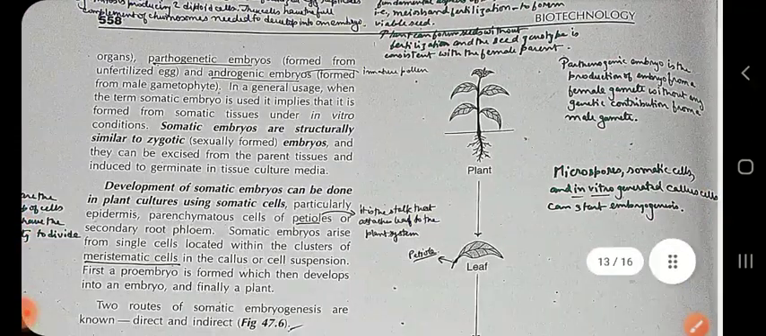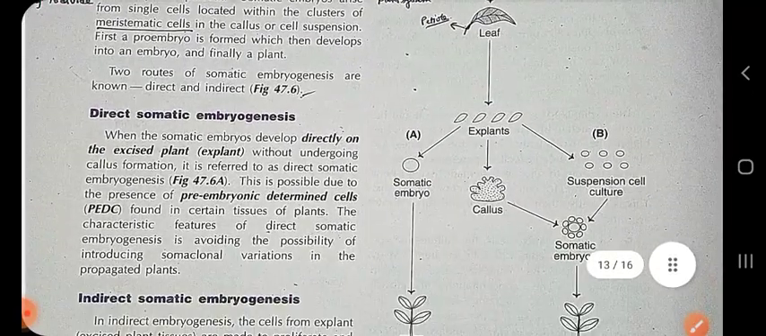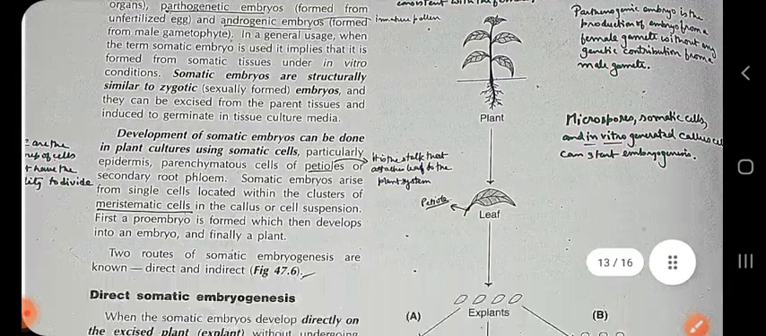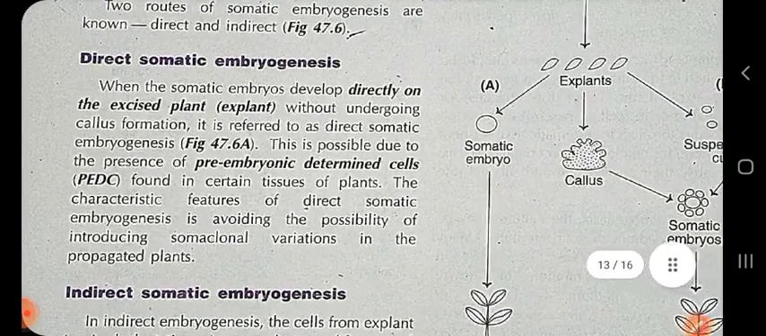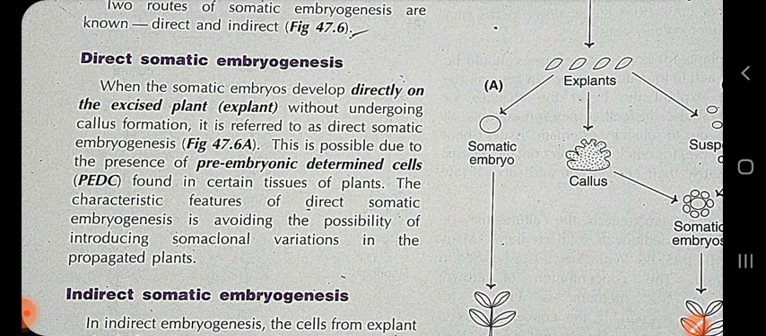Let us see the direct somatic embryogenesis and the indirect somatic embryogenesis. Okay, so the direct somatic embryogenesis. As the name suggests, we will not develop any callus formation here. When the somatic embryo develops directly from the excised plant part, which is the explant, without undergoing callus formation, that is called direct somatic embryogenesis, and is possible due to the presence of pre-embryogenic determined cells.